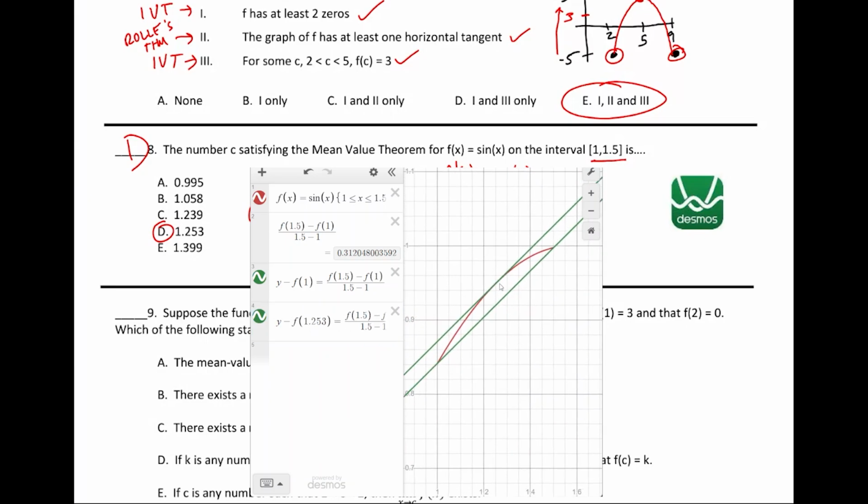And so zooming in on here, it's kind of hard to see. You can just see visually how these two lines are parallel. They should have the same slope. You're looking at the tangent line and the secant line. So anyway, I just want to give you a little visual here so you see what it is we're solving for. So we've got our answer. The answer is choice D.